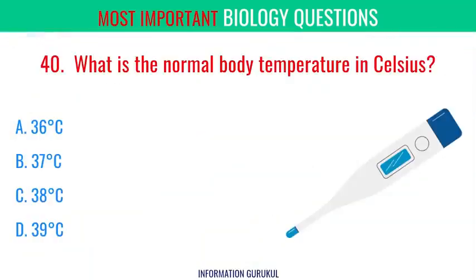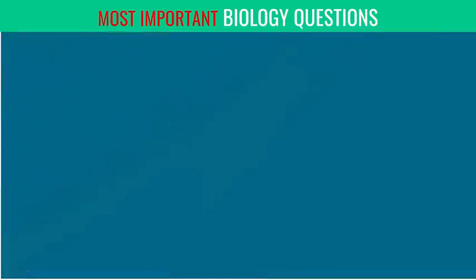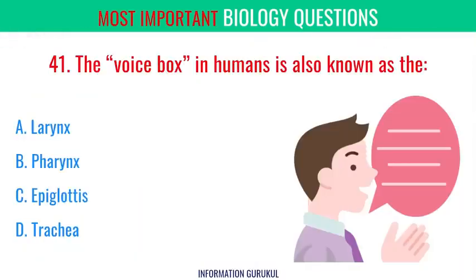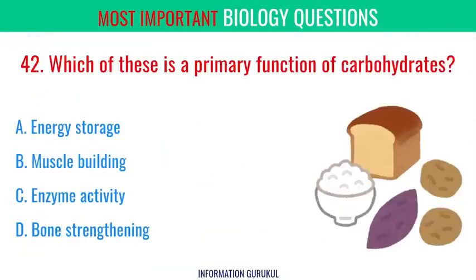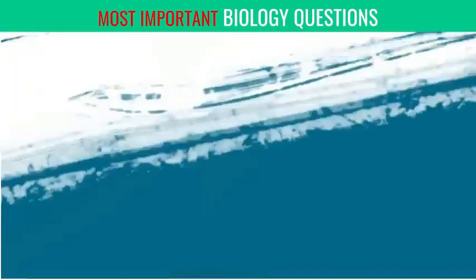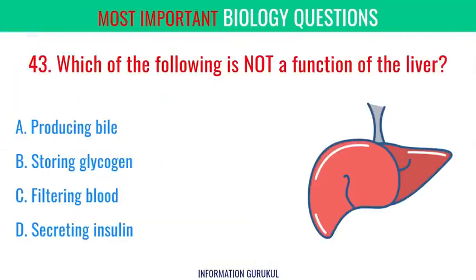What is the normal body temperature in Celsius? 37 degrees Celsius. The voice box in humans is also known as the larynx. Which of these is a primary function of carbohydrates? Energy storage. Which of the following is not a function of the liver? Secreting insulin.